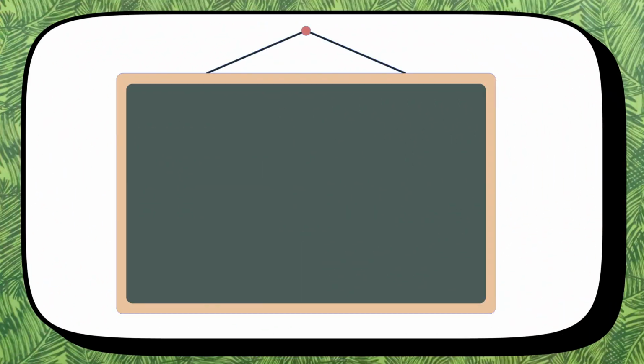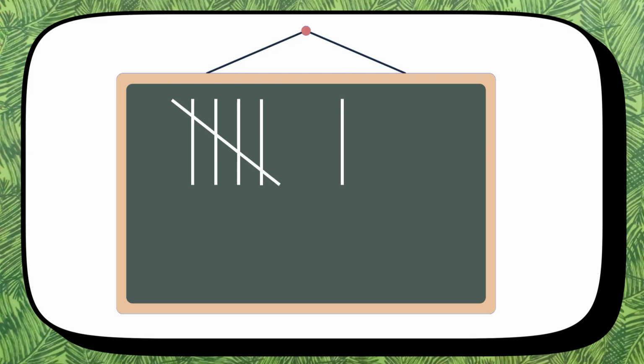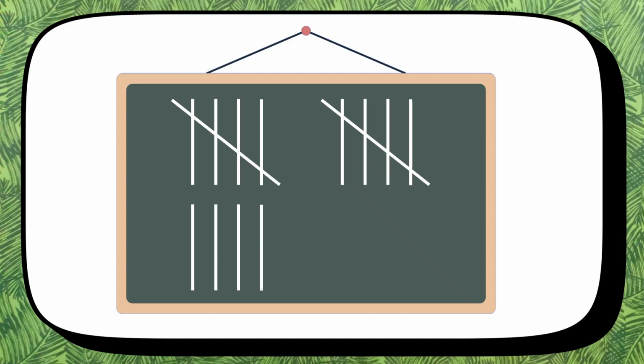Okay, next, let's represent 18 as tally marks. As I draw my tallies, you could draw along on your whiteboard or draw along with a finger in the air. Remember to draw a line across as we get to each group of 5. Pointing fingers ready? 1, 2, 3, 4, 5, 6, 7, 8, 9, 10, 11, 12, 13, 14, 15, 16, 17, 18.